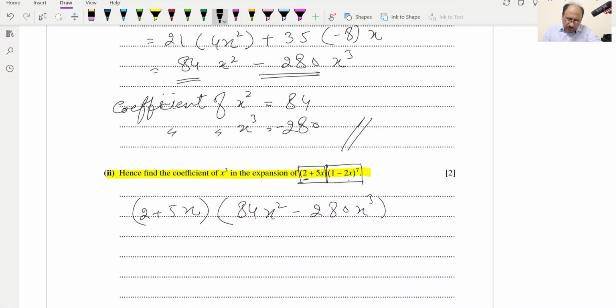When we multiply 2 with x cube, we will get x cube. When we multiply 5x with x square, we will get x cube. So this is how we will be getting x cube terms. So we will be writing just those terms which are containing x cube.